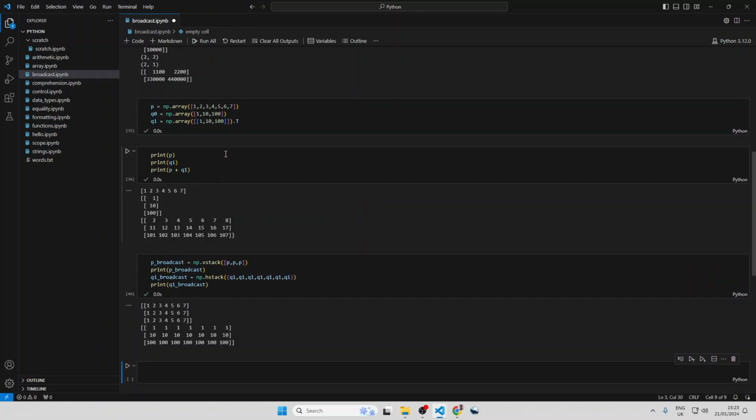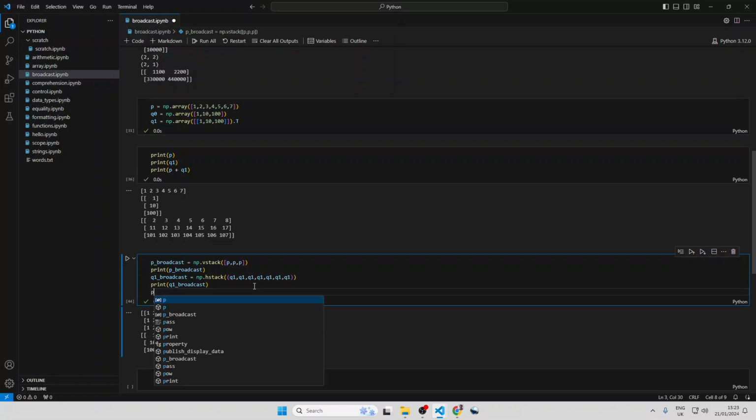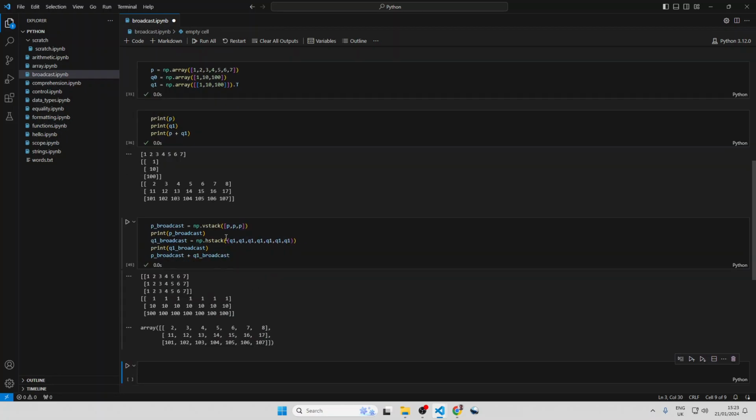In this broadcasting process, you get 3 copies of P vertically stacked, and Q1, which started off being this column vector, you get 7 copies of Q1 horizontally stacked, and then these two things have the same shape. If we add together the broadcast version of P and the broadcast version of Q1, we just get this thing here. But actually we didn't need to do all this broadcasting explicitly. Python does it in the background and gives us this same answer here.